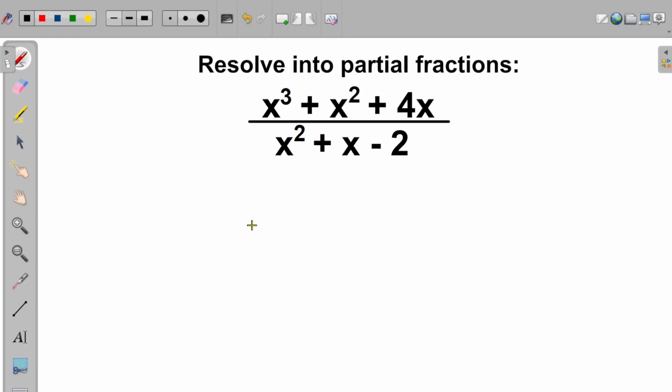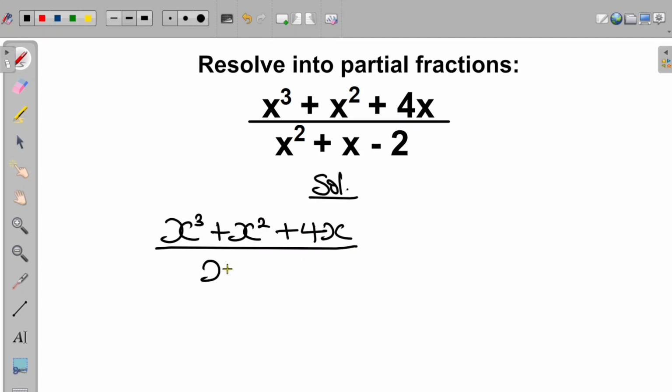In this video, we will resolve this compound algebraic fraction into a partial fraction. So let's get started. We are given that x to the power of 3 plus x to the power of 2 plus 4x is divided by x squared plus x minus 2.